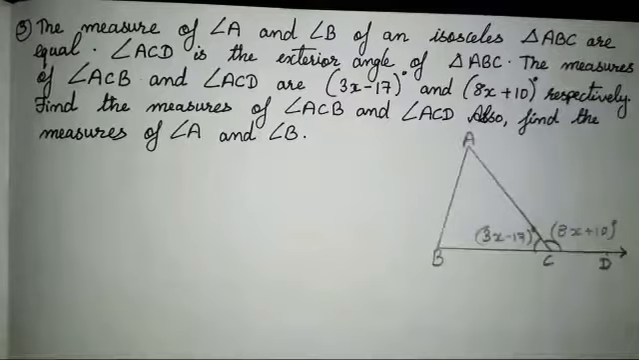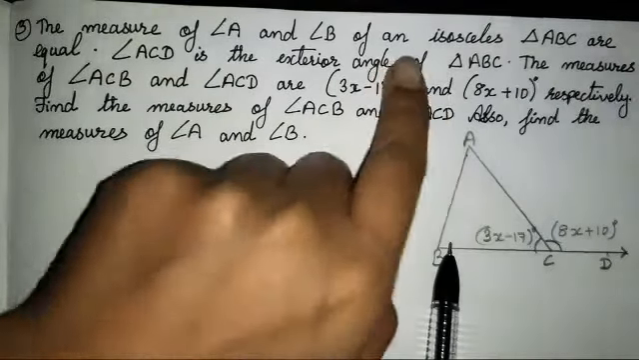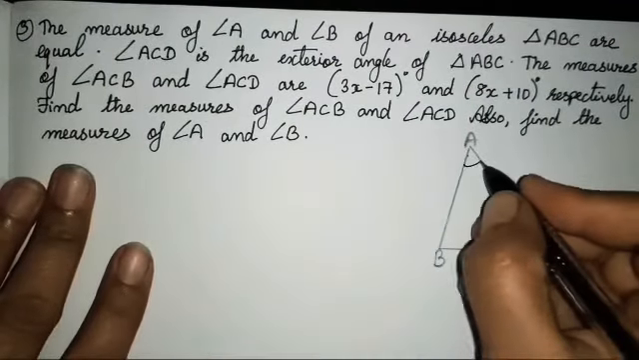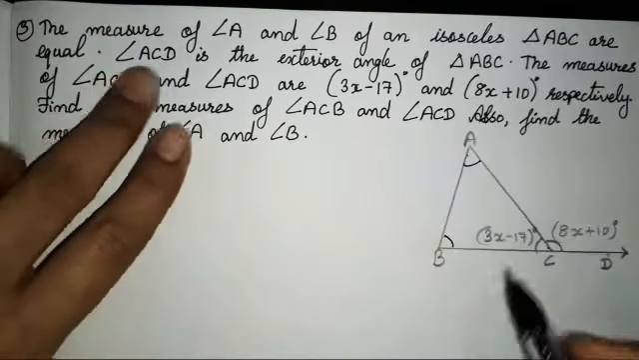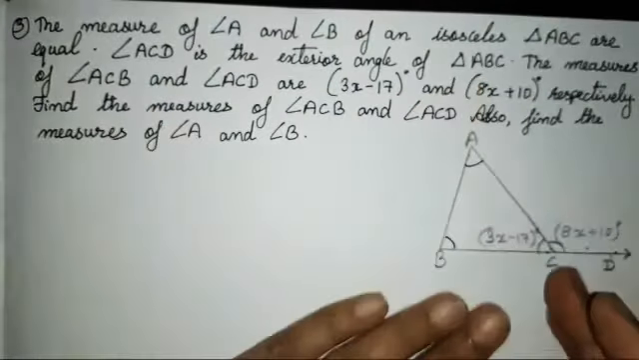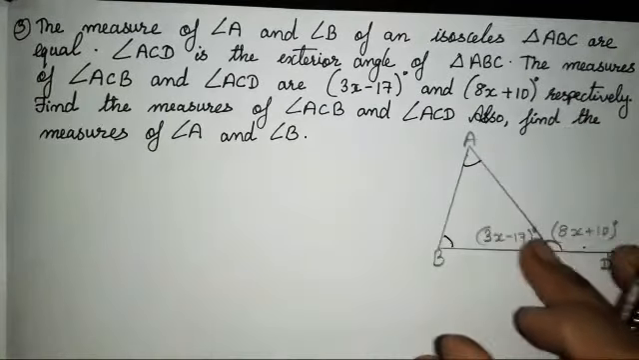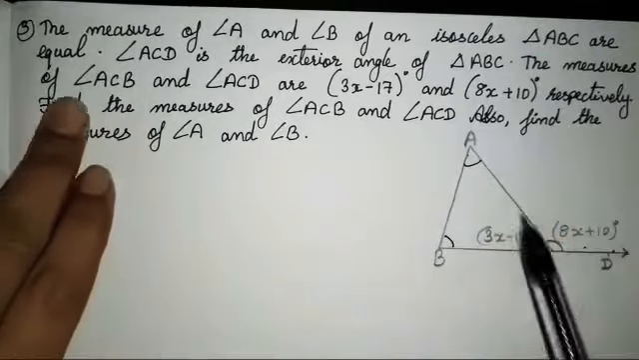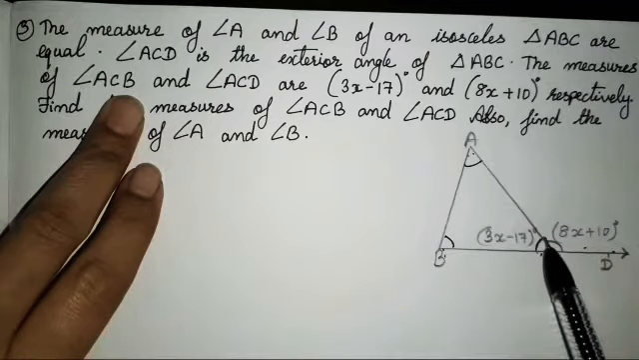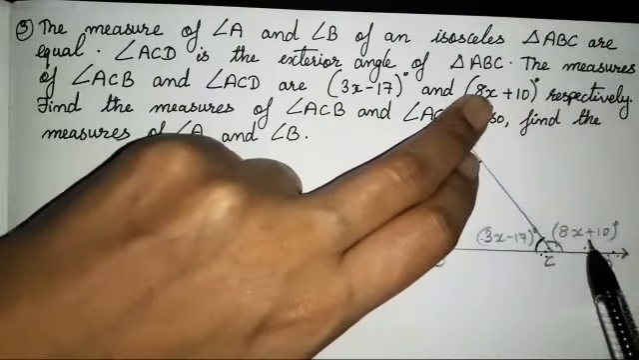The last question is the measure of angle A and angle B of an isosceles triangle ABC are equal. मतलब this and this angle is equal. ACD is the exterior angle of triangle ABC. So in the previous question also we have seen ACD is the exterior angle of triangle ABC. The measure of angle ACB, this angle, okay, this angle is, and ACD is supposed to be 3x minus 17 and 8x minus 10.